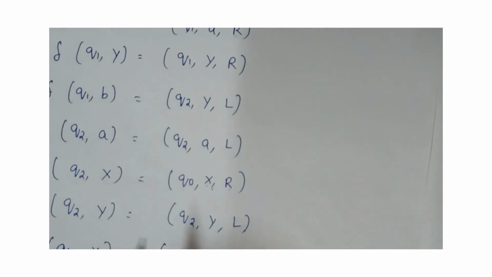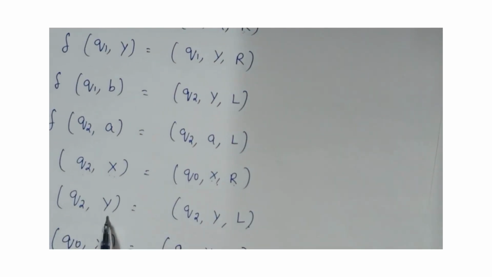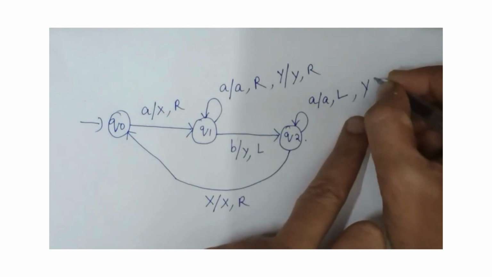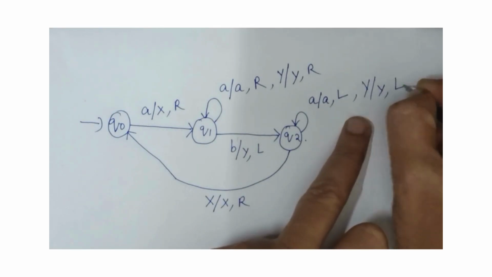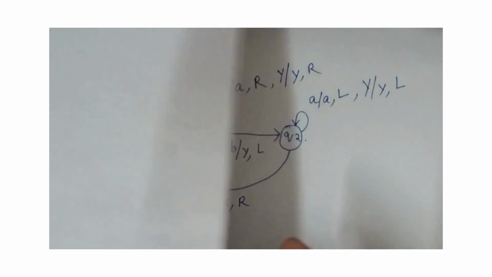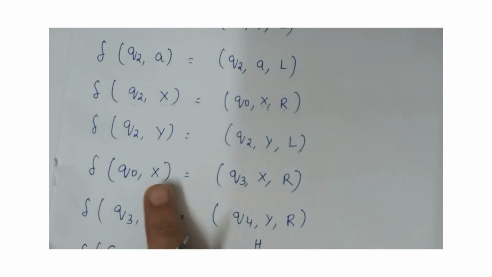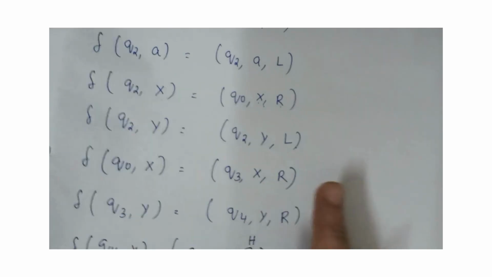Okay, this is done. Now Q2 reading Y, writing Y, moving to left in the same state Q2 only. So one more label we are getting: reading Y, writing Y, move to left. Now Q0 on reading X goes to the state Q3, reading X, writing X, and moving to right.